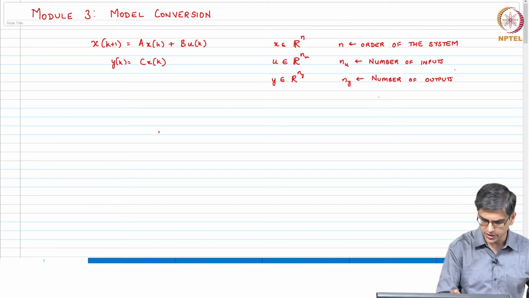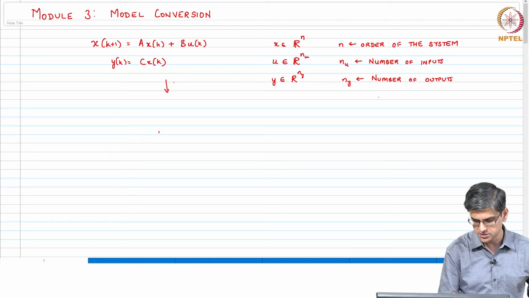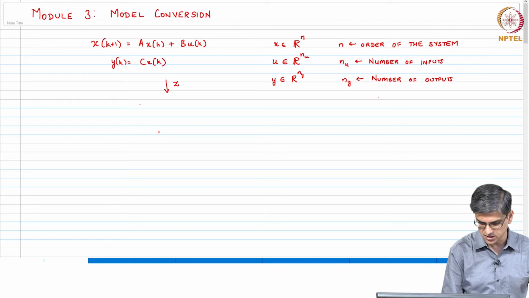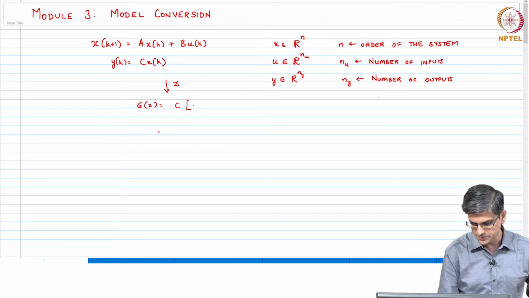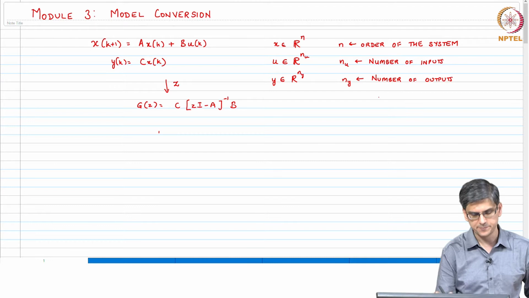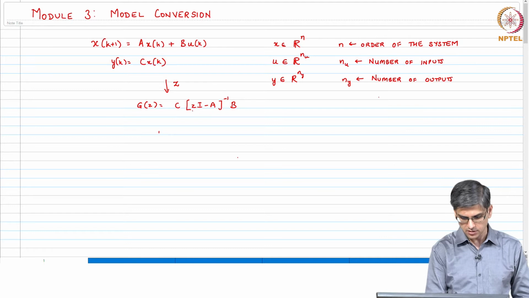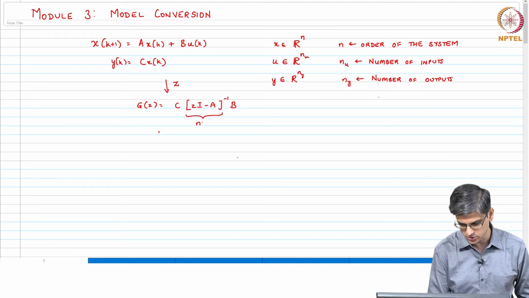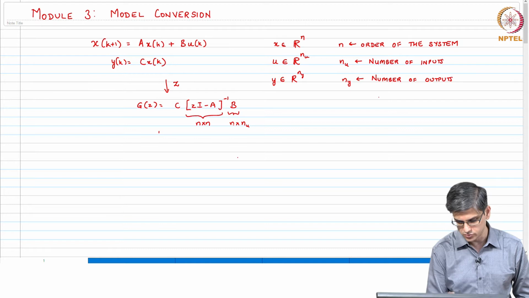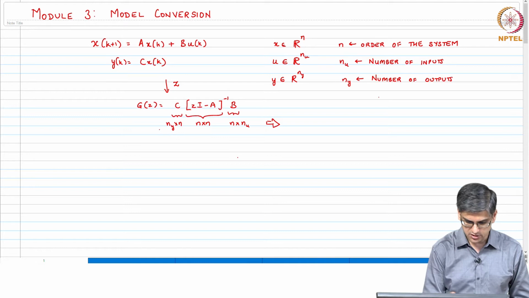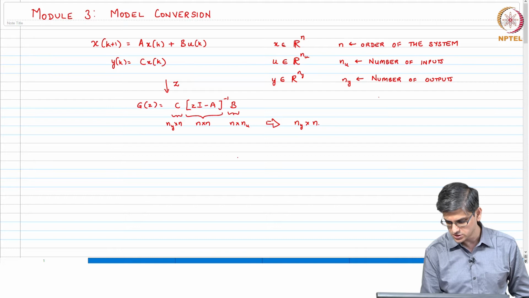Now, let's see how we converted this into a transfer function. We took the Z transform of this, and G(z) is going to be C multiplied by (zI minus A) inverse B. A is an n by n matrix, I is an n by n matrix, so this inverse is n cross n. B is n cross nu, C is ny cross n. So the result, although we had not explicitly said it, G(z) is going to be an ny cross nu matrix.